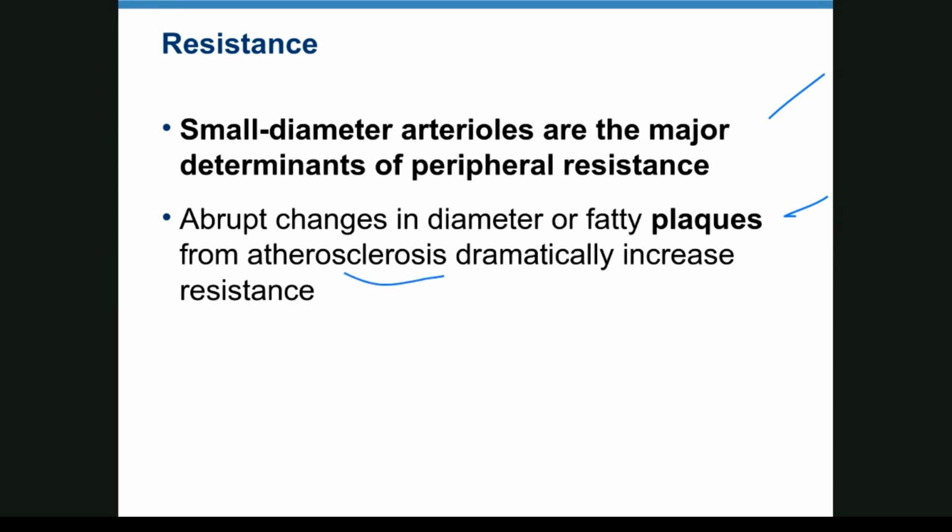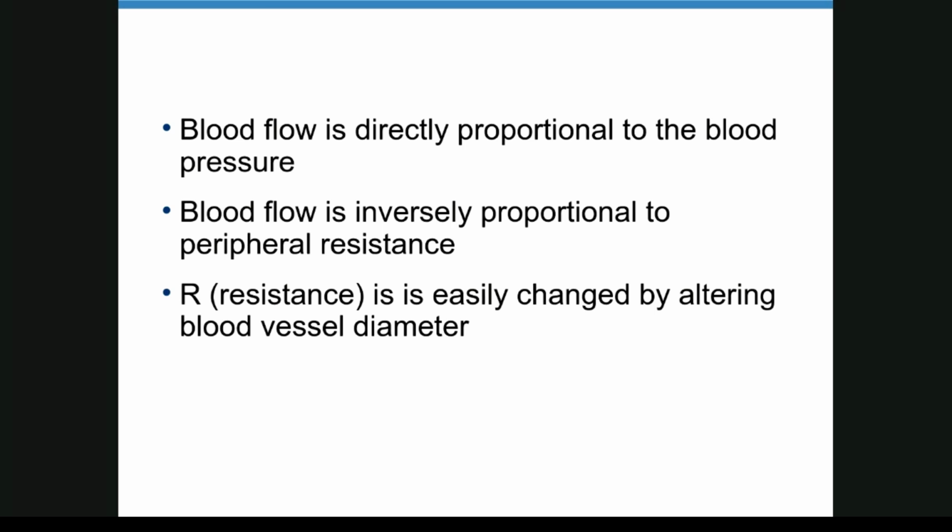Atherosclerosis and other things that change the diameter of blood vessels are negative factors. Cigarettes and nicotine cause vasoconstriction, and thus contribute to cardiovascular disease. Okay, blood flow is directly proportional to blood pressure, but inversely proportional to resistance. And resistance is easily changed by changing vessel diameter.